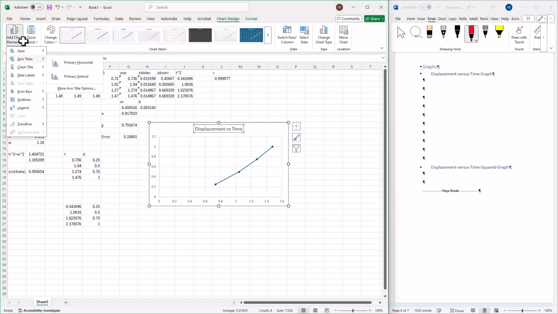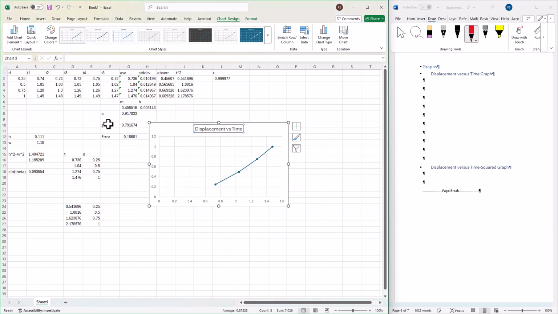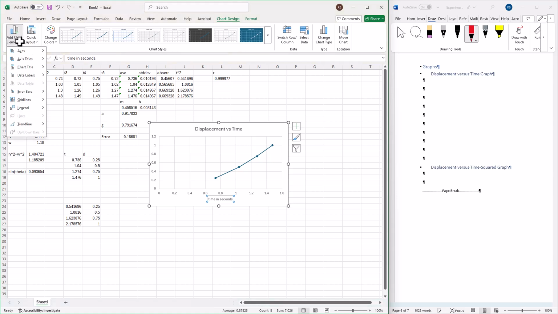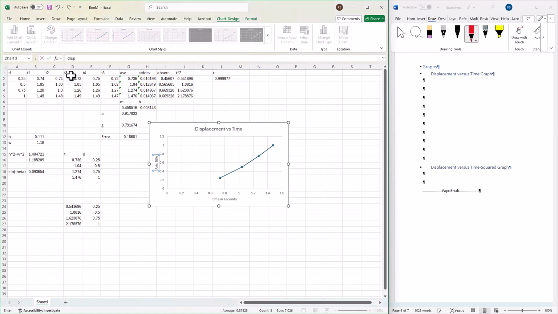I can do that by hitting add chart element, axis titles, primary horizontal, and that will be time in seconds. And then over here, I can, once again, axis titles, primary vertical, displacement, and meters. Okay, so I have my titles.